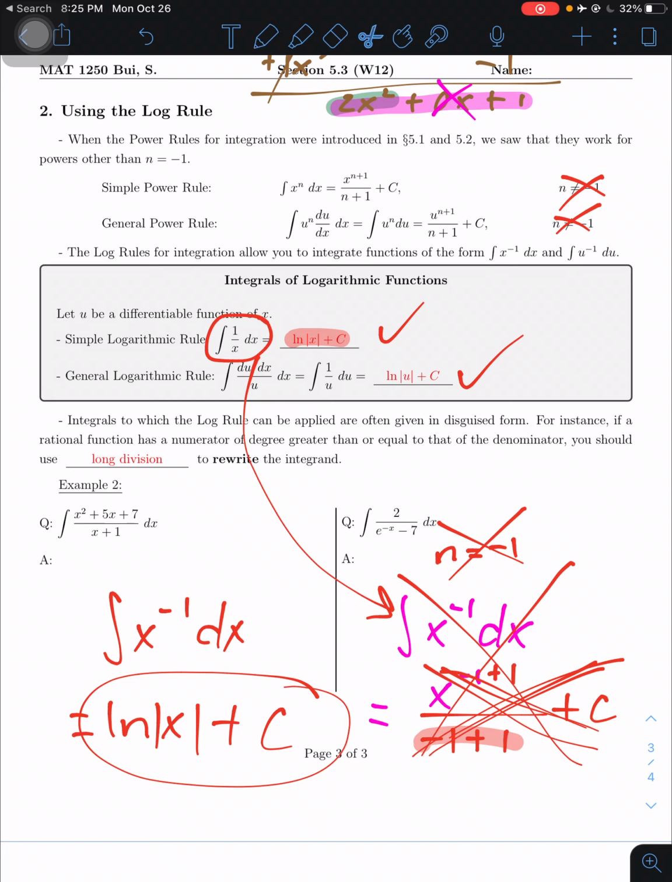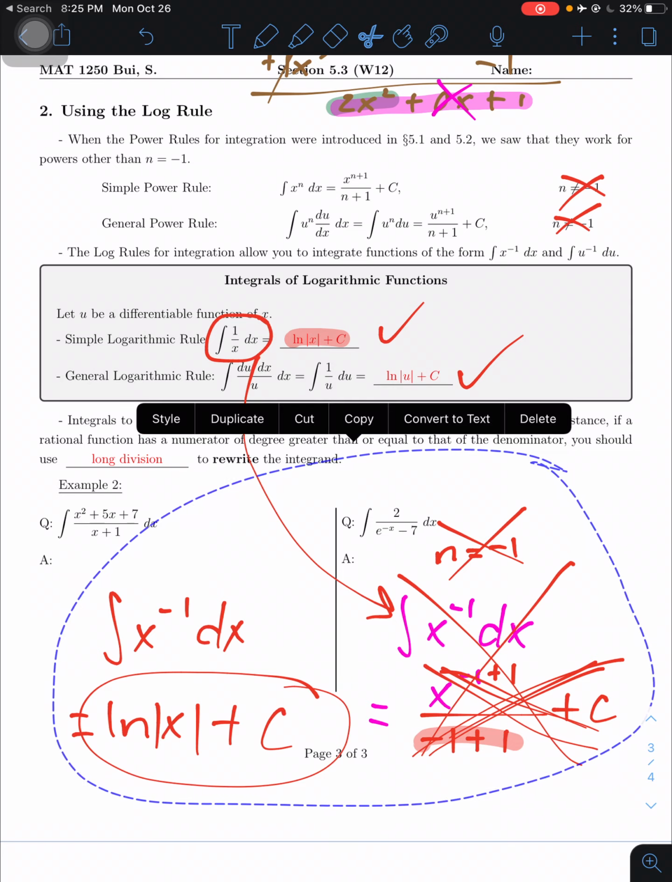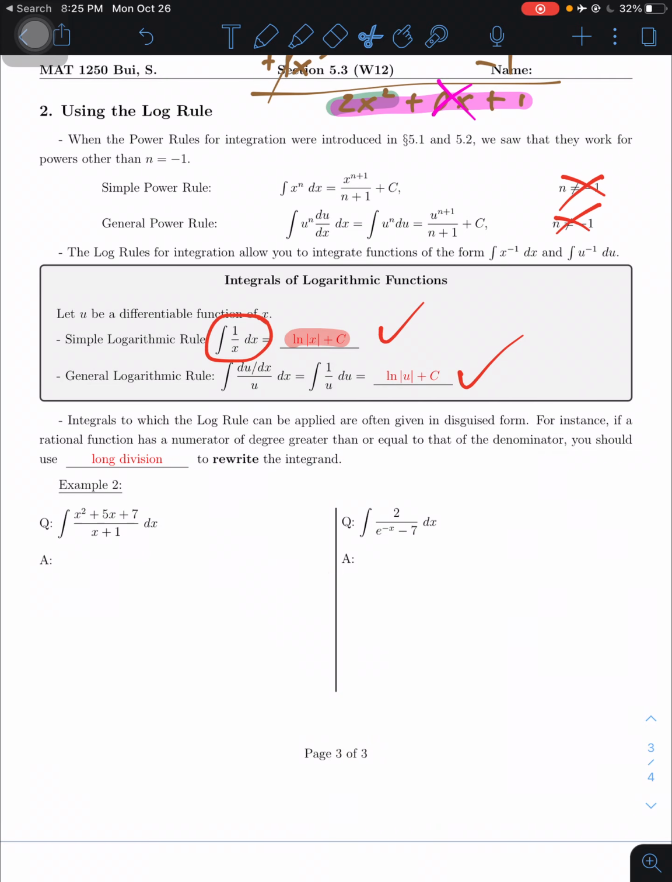So now let me show you how to combine the log rule, substitution, and also long division into one problem. Integrals to which the log rule can be applied are often given in disguised form. For instance, if a rational function has a numerator of degree greater than or equal to that of the denominator, say something like x to the 5th divided by x cubed, or x cubed divided by x cubed.